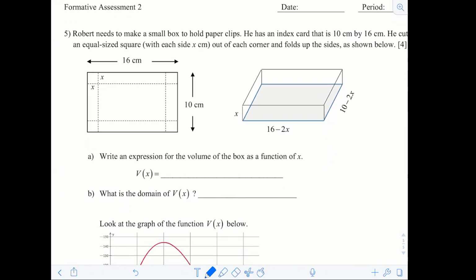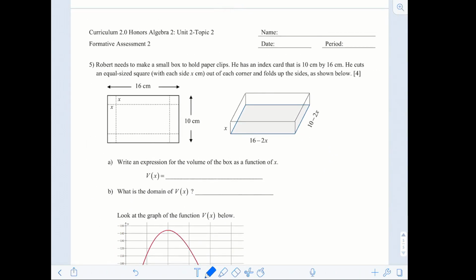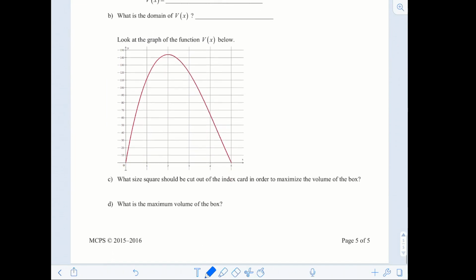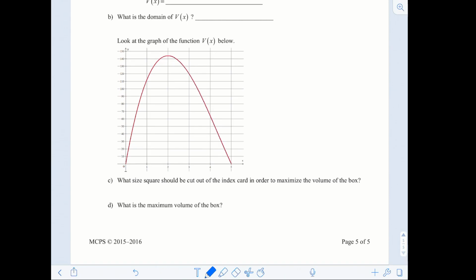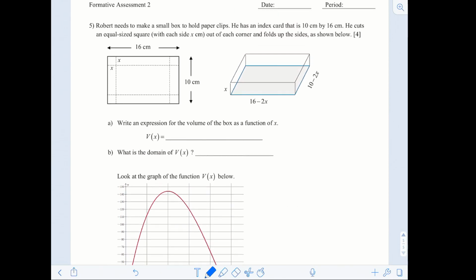Okay, I am definitely going to have to use my calculator for this problem. Oh, they actually have a picture for you. Anyway, Robert needs to make a small box to hold paper clips. He has an index card that is 10 centimeters by 16 centimeters. He cuts equal squares out of each corner and folds up the sides as shown below. So this is really the setup.